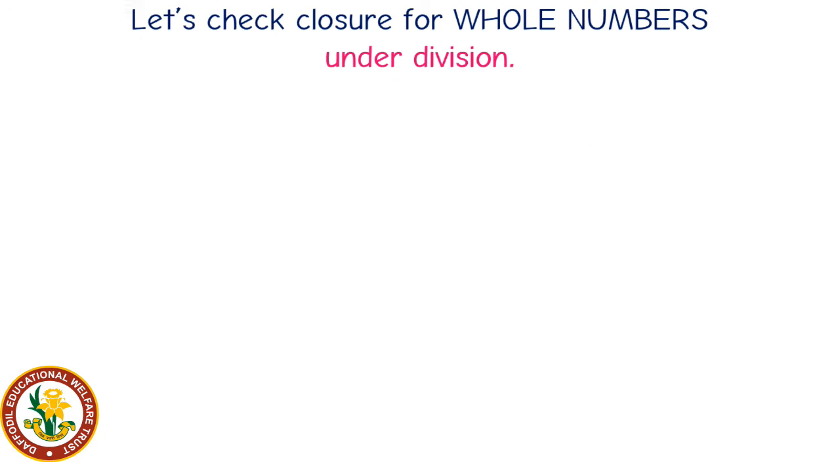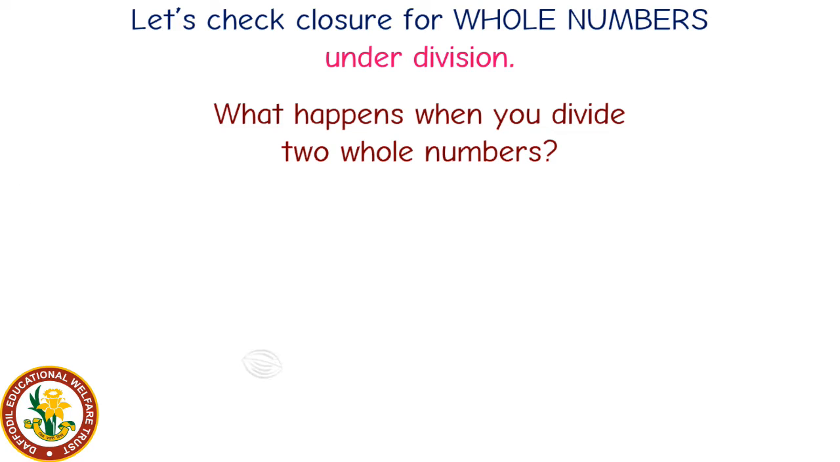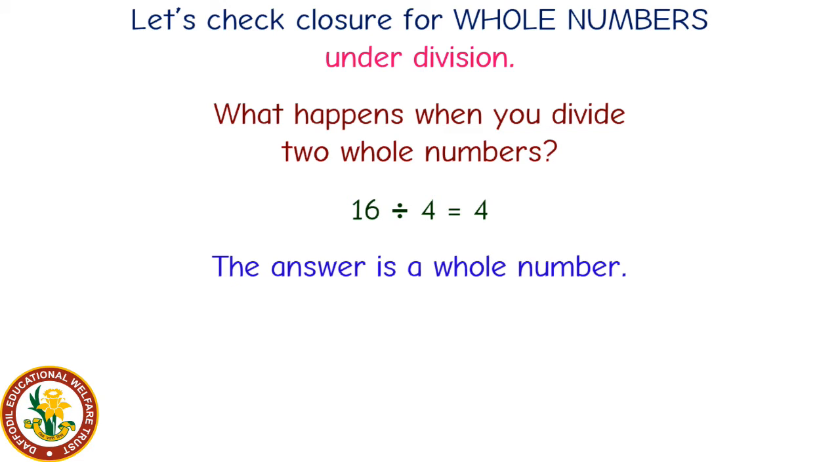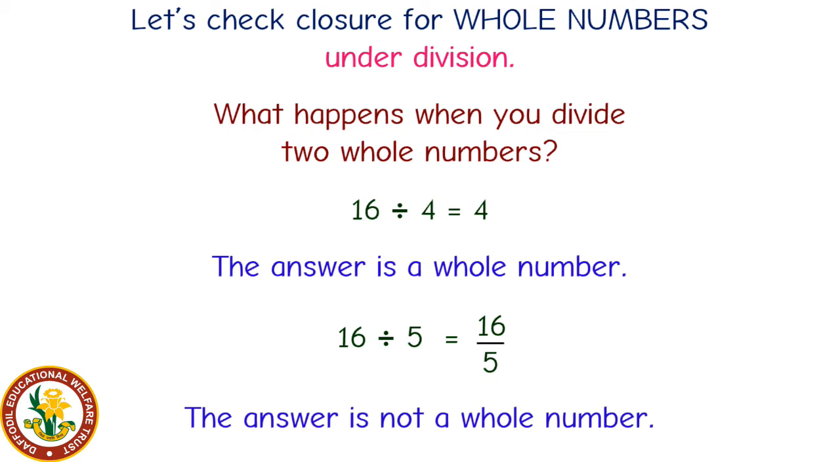Let's check closure for whole numbers under division. What happens when you divide two whole numbers? 16 divided by 4 is equal to 4. The answer is a whole number. 16 divided by 5 is equal to 16 upon 5. The answer is not a whole number.